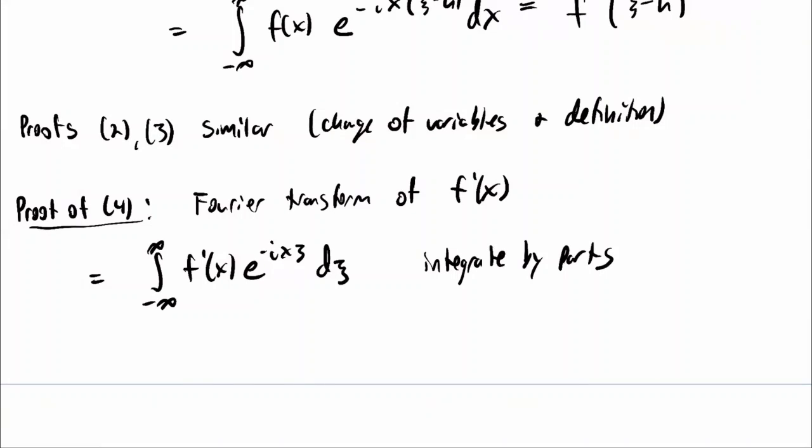If I integrate by parts, what are the functions that I'm working with? I'm going to let f prime be dv, and I'll let the complex exponential be u. This means that v is given by f, and du is given by, oh, sorry, this should be with respect to x up here. Sorry about that. So du is going to be, taking the derivative with respect to x, minus ic e to the minus ixc dx, because we're taking the derivative with respect to x.